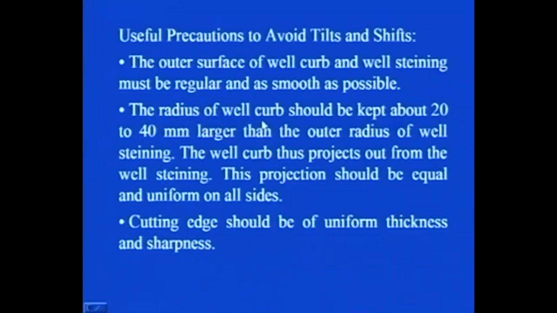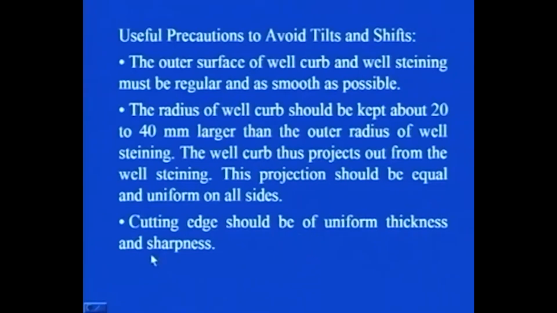The radius of the well curb should be kept about 20 to 40 millimeters larger than the outer radius of the well steining. The well curb thus projects out from the well steining, and this projection should be equal and uniform on all sides. Because it is a monolithic and very rigid structure, we need to take care of these small things at every stage of construction and sinking. Cutting edge should be of uniform thickness and sharpness. Cutting edge is the lowermost edge or part of your well curb.